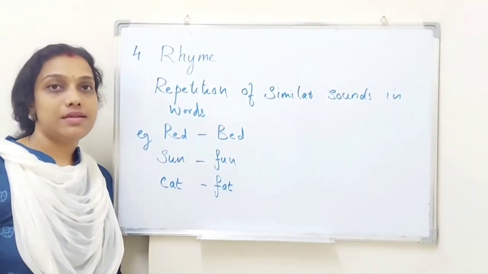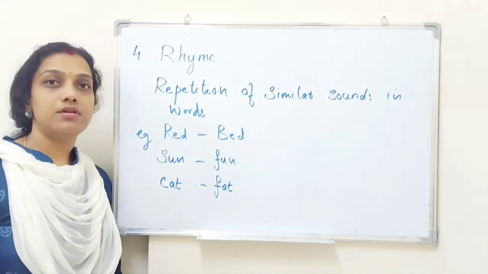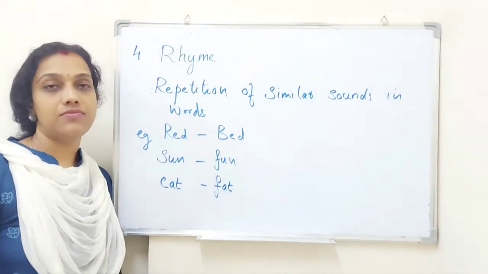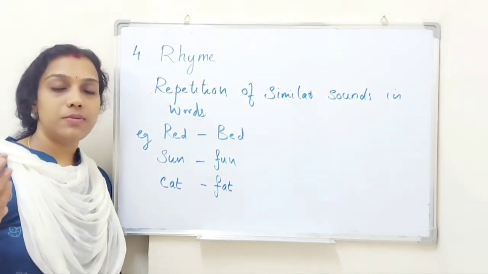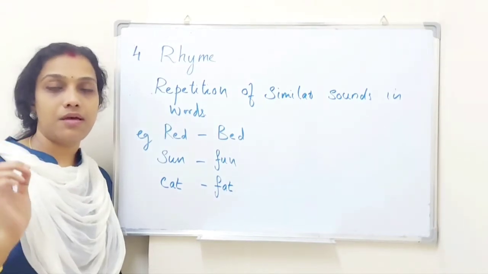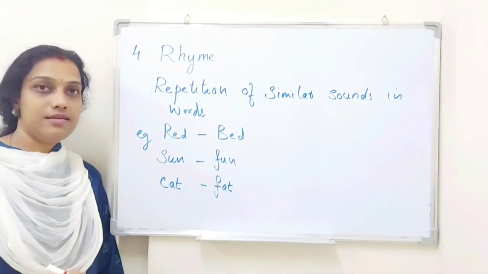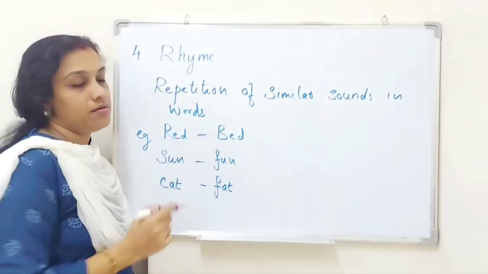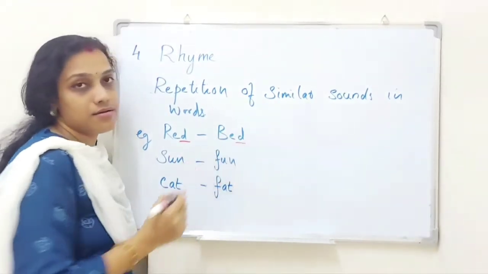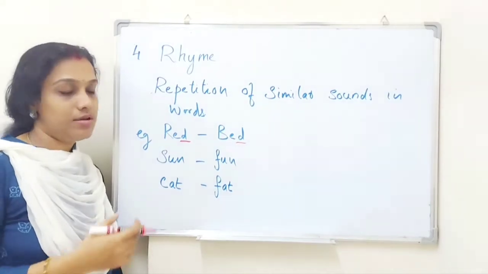Now the fourth one, that is rhyme. What is a rhyme? Rhyme is a repetition of similar sounding words in poetry. In poem lines we can see sometimes the lines will have similar sounding words arranged in a particular pattern. That is known as the rhyming pattern or rhyming scheme. Let's see the example. Red, bed. These are rhyming words. Here we can see the last letters are the same. So it is giving a similar sound to the words.